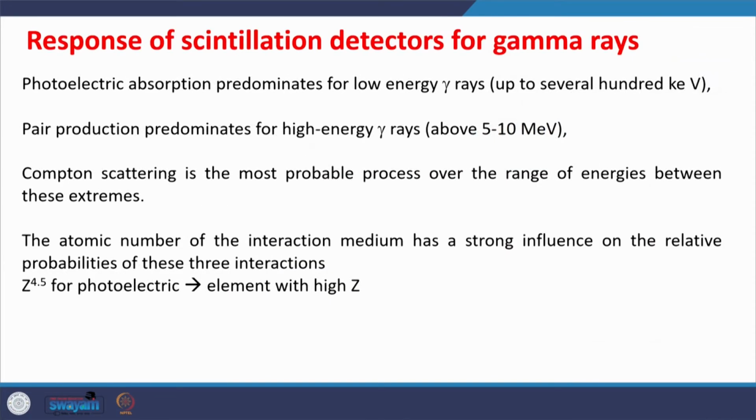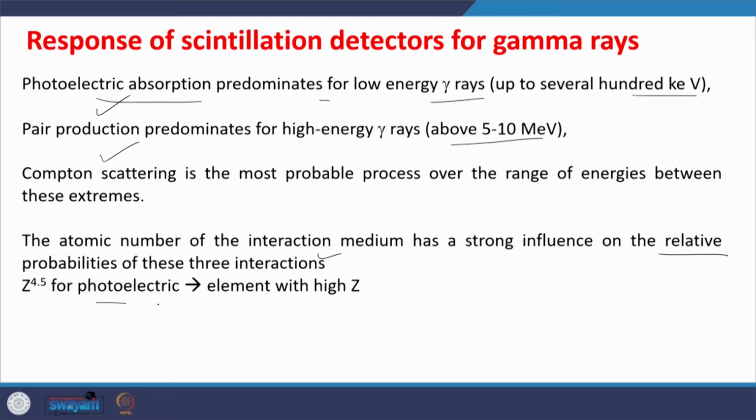Now, let me discuss the response of scintillation detectors for gamma rays. As you know, photoelectric absorption predominates for low energy gamma rays, say up to several hundred keV. If you go to high energy, say above 5 MeV, pair production comes into the picture, and in between these two ranges you have Compton scattering. The role of the atomic number of the interaction medium on the relative probabilities of these interactions is very well known.